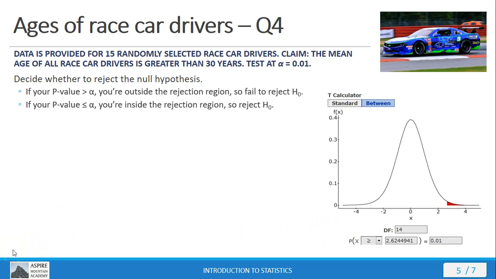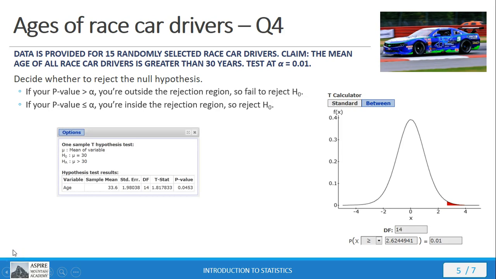So we find our p-value by going back to our results window. The p-value there, last number there on the end. We compare that with the 1%, and we find that we are greater than alpha, therefore we're outside the region of rejection. We fail to reject the null hypothesis.